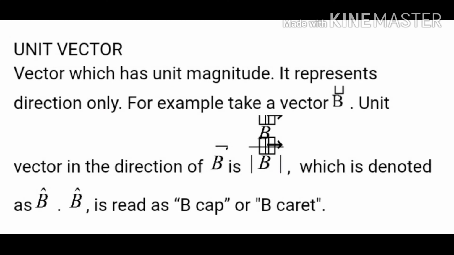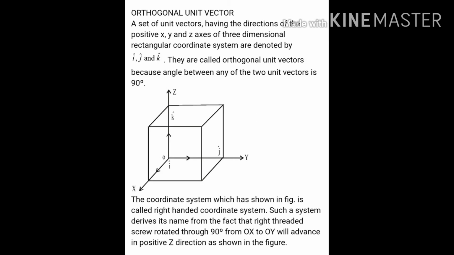Now move to the next one, which is unit vector. A vector which has unit magnitude. It represents direction only. For example, take a vector v, the unit vector in the direction of v vector is v vector divided by mod v vector, which is denoted as v cap, read as v cap or v caret. Now move to the next vector, which is orthogonal unit vector.